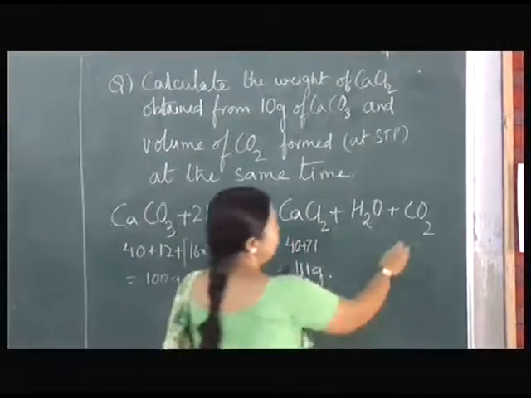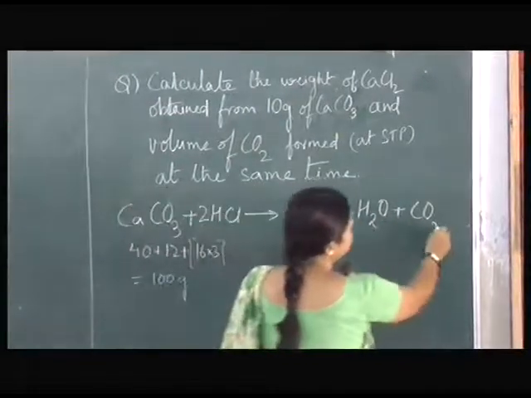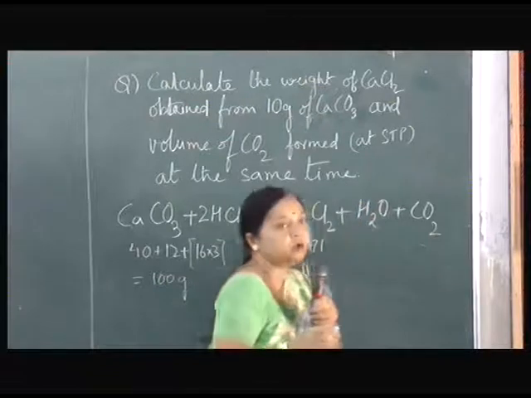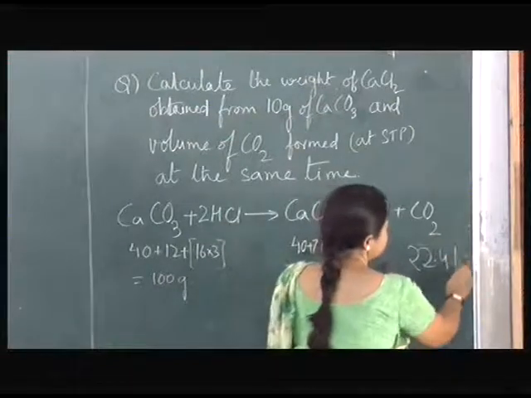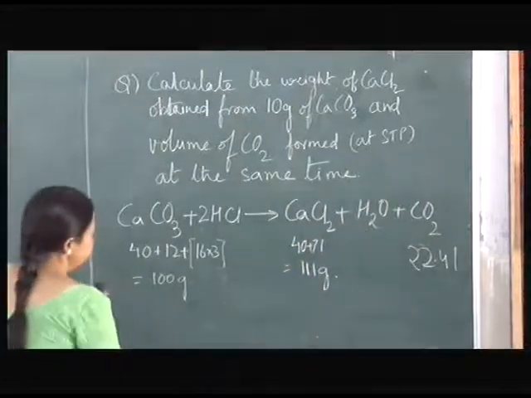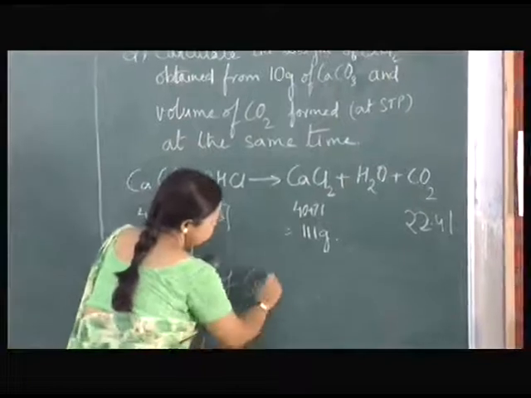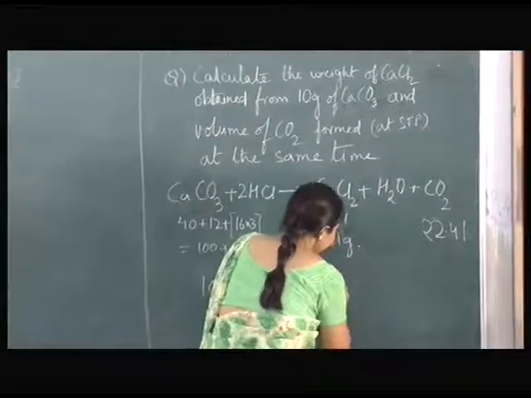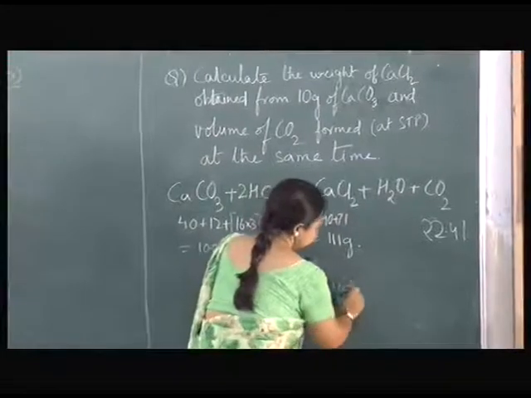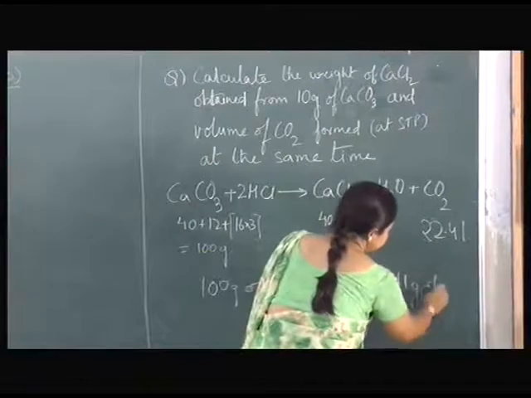And what is the volume? Calcium carbonate gives 1 mole of carbon dioxide, and what is the volume of 1 mole of carbon dioxide? 22.4 liters at STP. So 100 grams of calcium carbonate yields 111 gram of CaCl2.